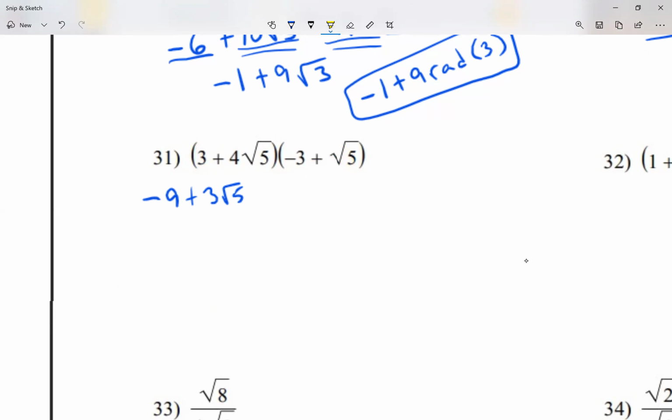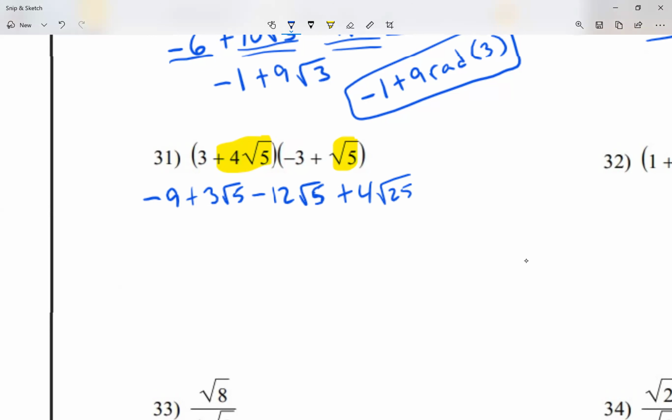Then I'm going to multiply 4 radical 5 times a negative 3. Whole numbers, 4 times 3 is 12. So 4 times a negative 3 is negative 12 radical 5. Now multiplied here, I'm going to get 4 radical 25. Right, the radicals are multiplied. 5 times 5 is 25.